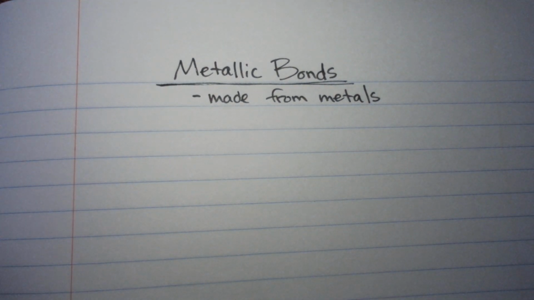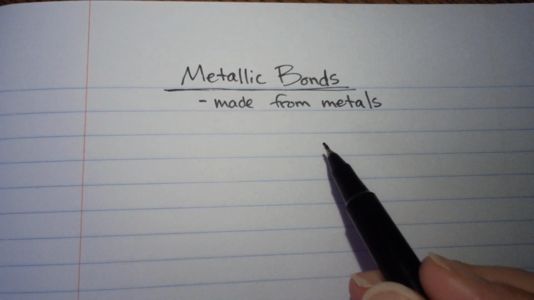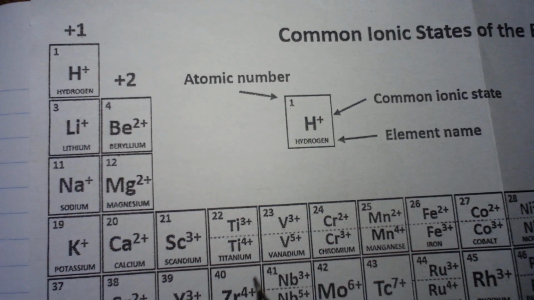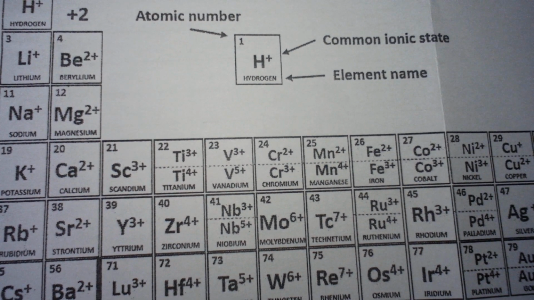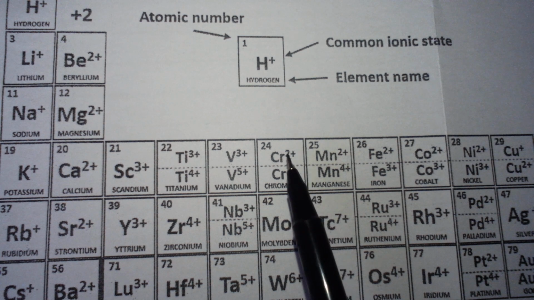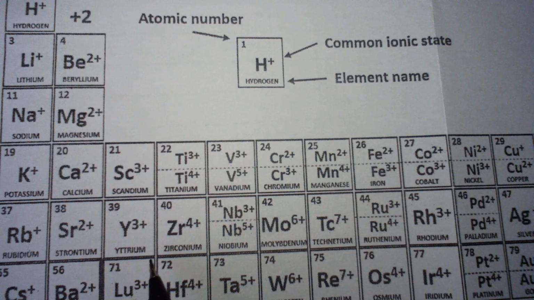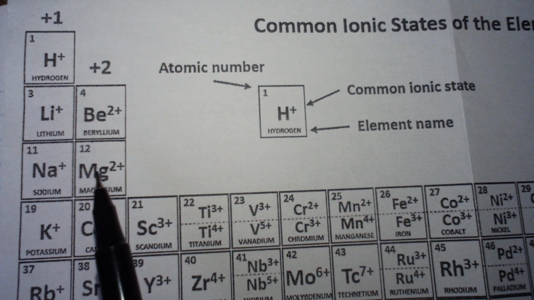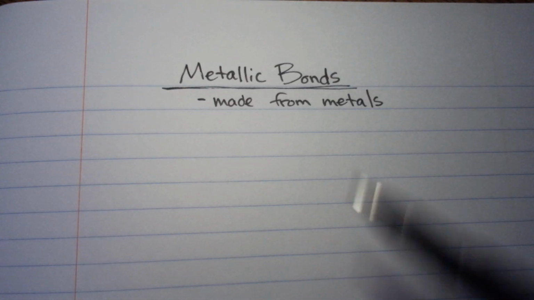What kind of ion does a metal form? If we look back at our cheat sheet, we can see the metals are all over here. Are these all cations or anions? Well, I see positive, positive, positive, positive, positive. These are all positive, and cations are positive because cats have paws. So we know that metals form cations.